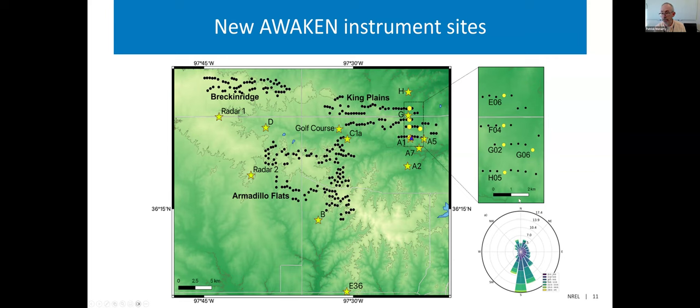The circles here represent instrumentation that is located on top of turbines or within turbines. We have structural loading measurements on some of these turbines, but also nacelle-mounted LIDARs to be able to measure things like wakes and inflows on individual turbines.